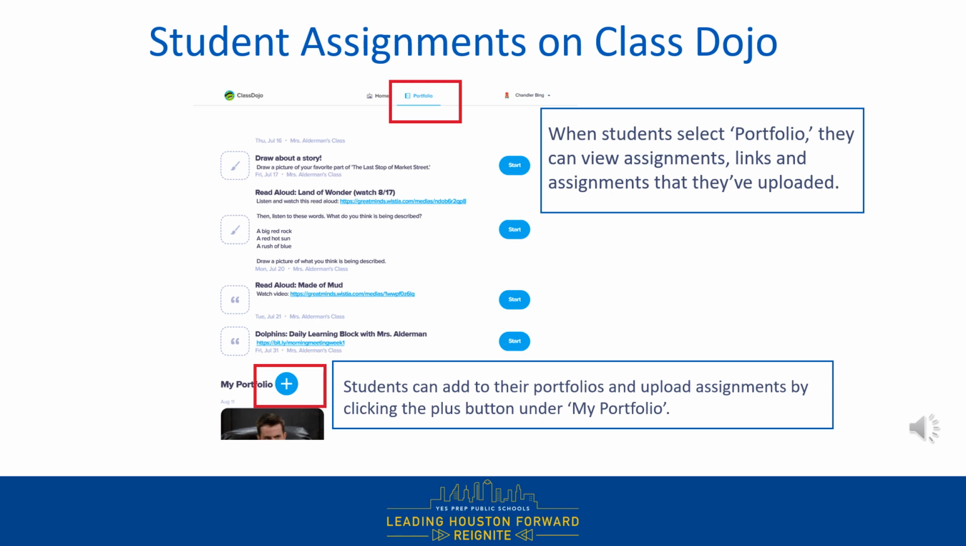During the first few weeks of instruction, students will turn in their assignments via Class Dojo. This will allow teachers to give direct feedback and provide support where students need it most. Students can turn in assignments in two ways. First, by responding directly to an assignment post in the portfolio section of their homepage. Students will click Start to work on and submit an assignment. They'll see options for creating and turning in an assignment once they click Start.